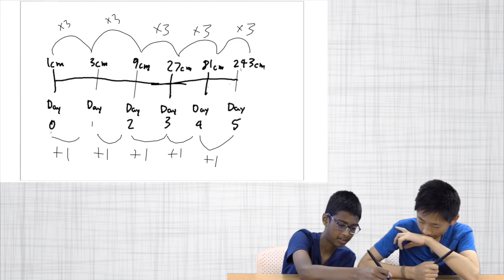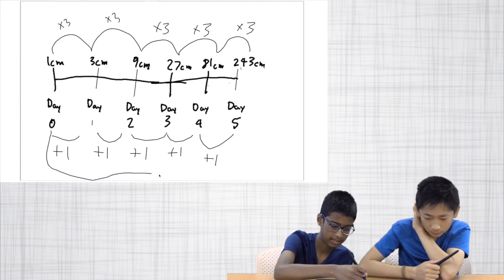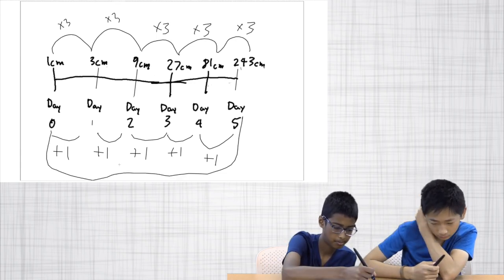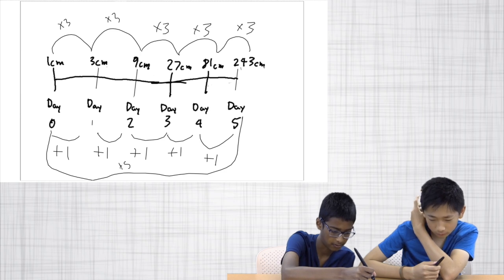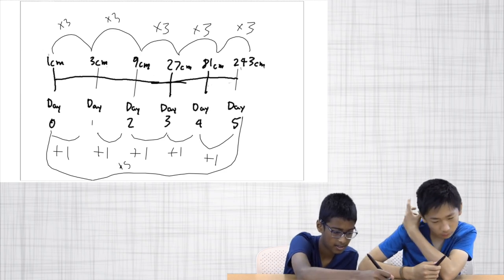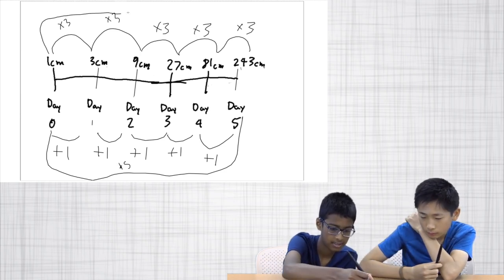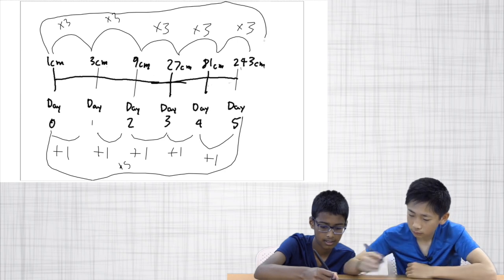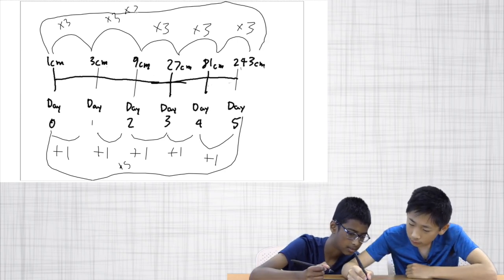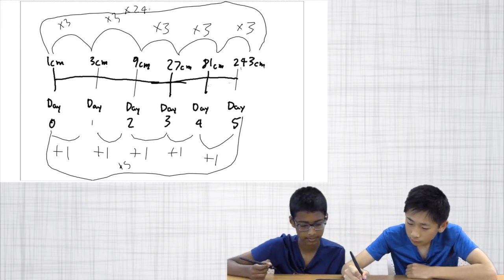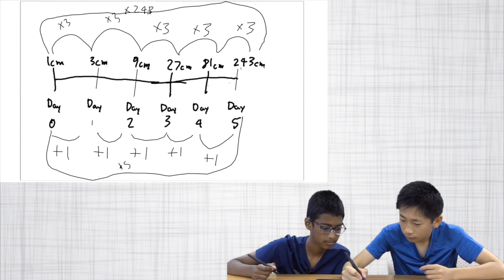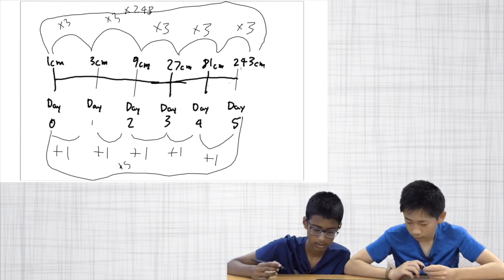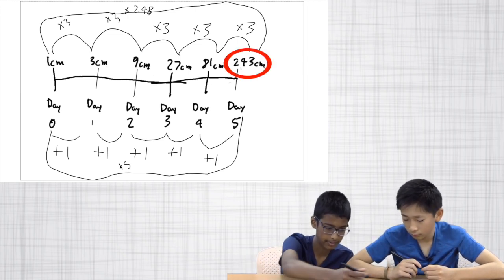Well, from the beginning to the end of our timeline, it's plus 5. So 5 days have passed. And for the height, it's times 243, yeah. And then how do you know it's times 243? Because you can just do 243 divided by 1.